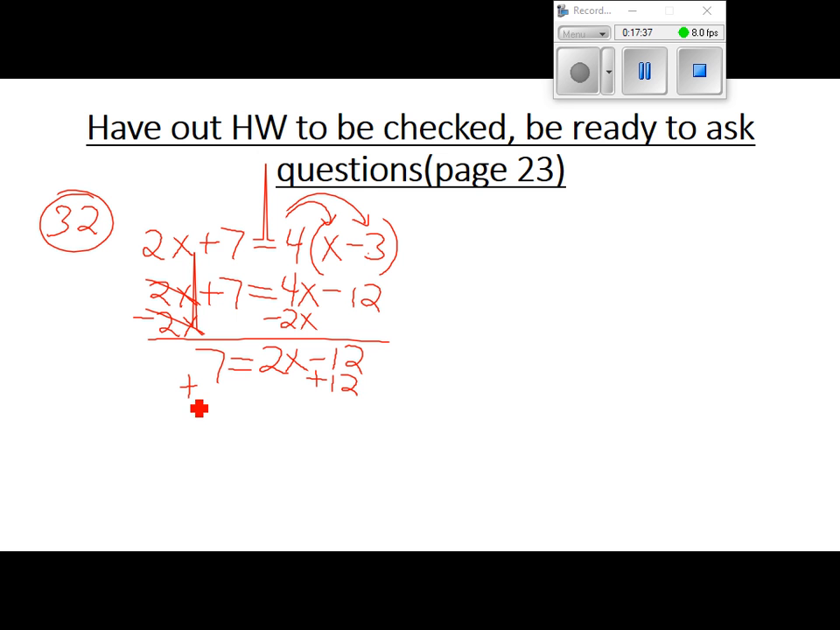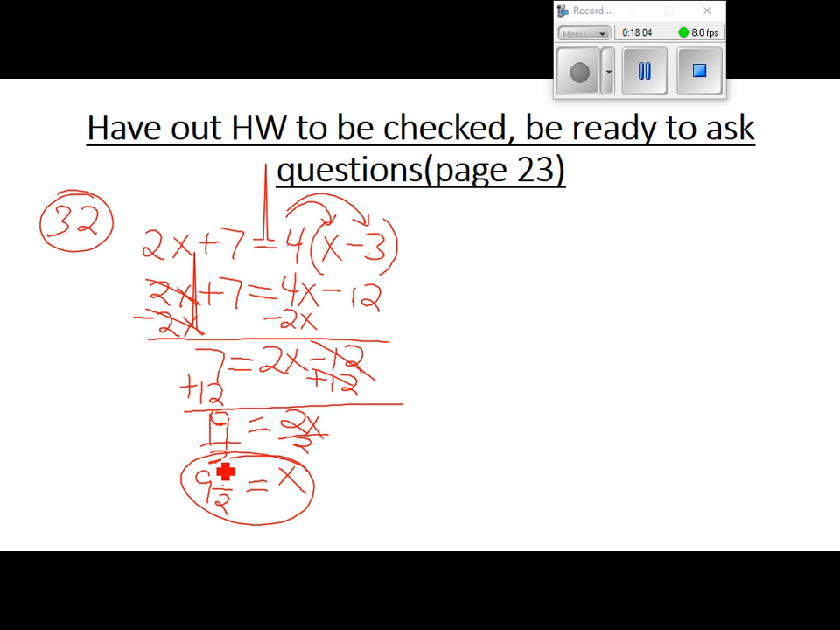Add 12 on both sides. 2x equals, what's 7 plus 12? 19. Now what? Is that going to come out even? 9.5, 9.5. Is that wrong because it didn't come out even?